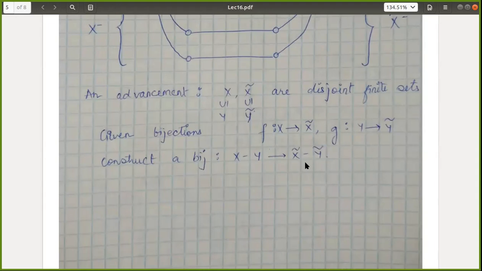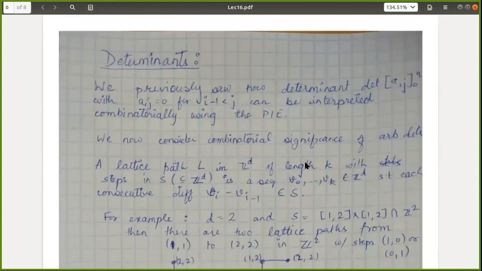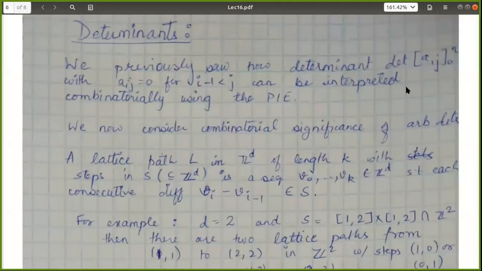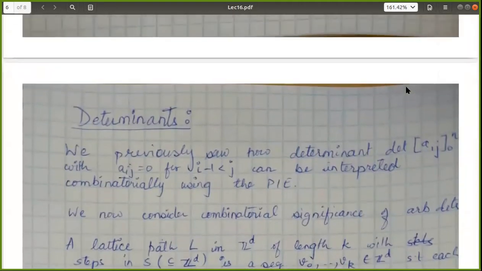And now let's proceed to the next topic, which is determinants. Remember when we started this lecture, I said that we have seen how determinants appear while we tried counting the parameter beta for the descent set. There we had considered a specific type of determinants. Here we'll try to see a little more general setup.